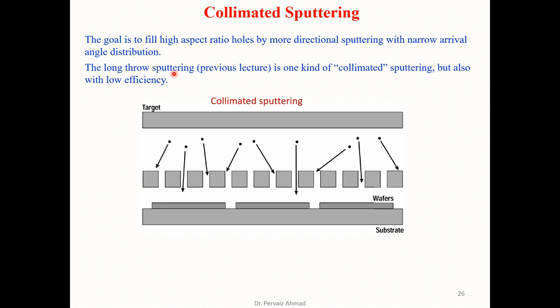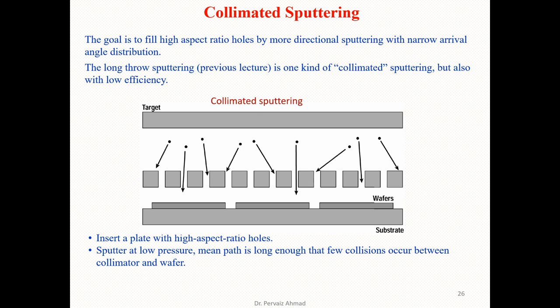The long throw sputtering that we discussed in the previous lecture is one kind of collimated sputtering, but with low efficiency. Why the low efficiency? Some of the particles might be blocked by these columns or block-like structures, and while moving through the system, some sputtered atoms may be deposited on the walls of these structures. So the efficiency might be low. In this technique, we insert a plate with high aspect ratio holes.